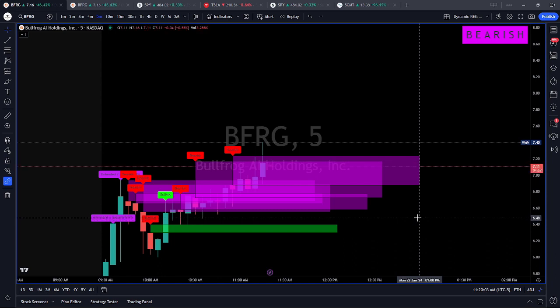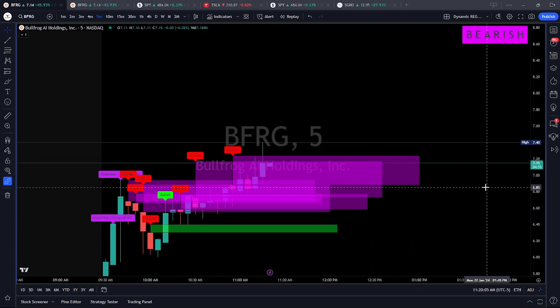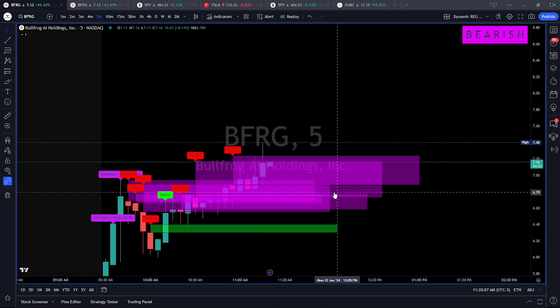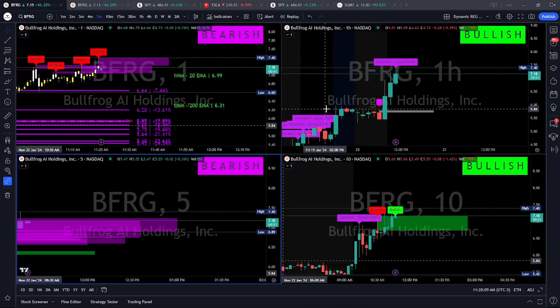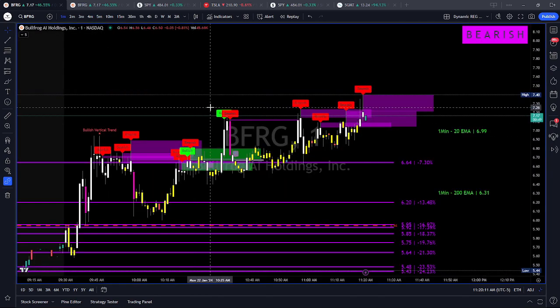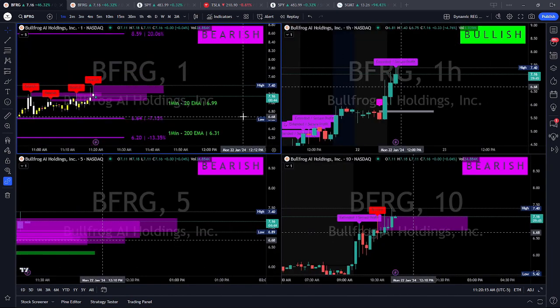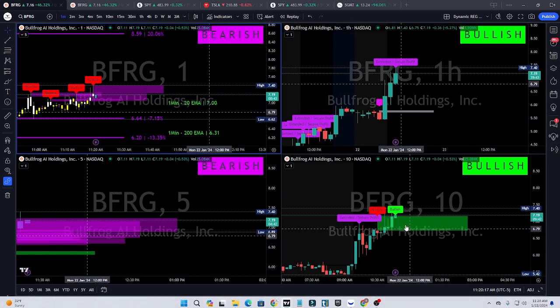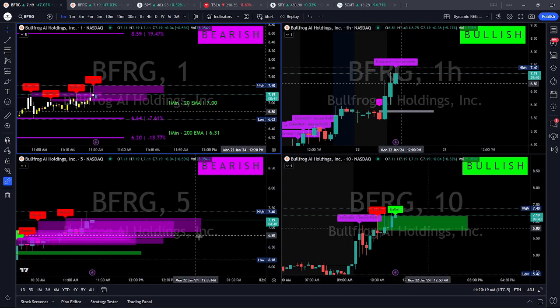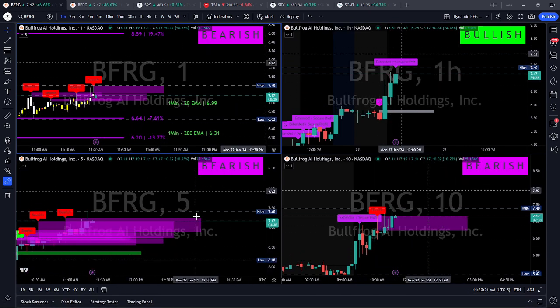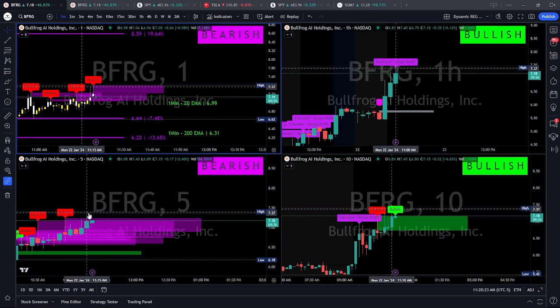So BFRG testing new highs here. New high was 740. 750 would be a half dollar level, half and whole, half and whole, right? So if we go over to our 1 minute chart, guess what? We're getting a lot of resistance. It's bearish. And if we take a quick glance at all of these time frames, we did not close over the 10 minute, so we've got 10 minutes to wait. We did not close over in the 5 minute. We've got 5 minutes to wait. I would not make a decision here until we close over and get this signal.